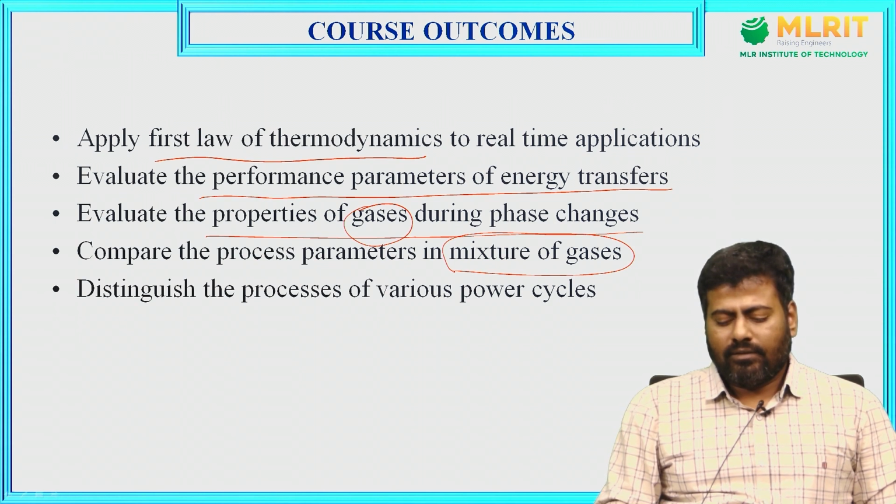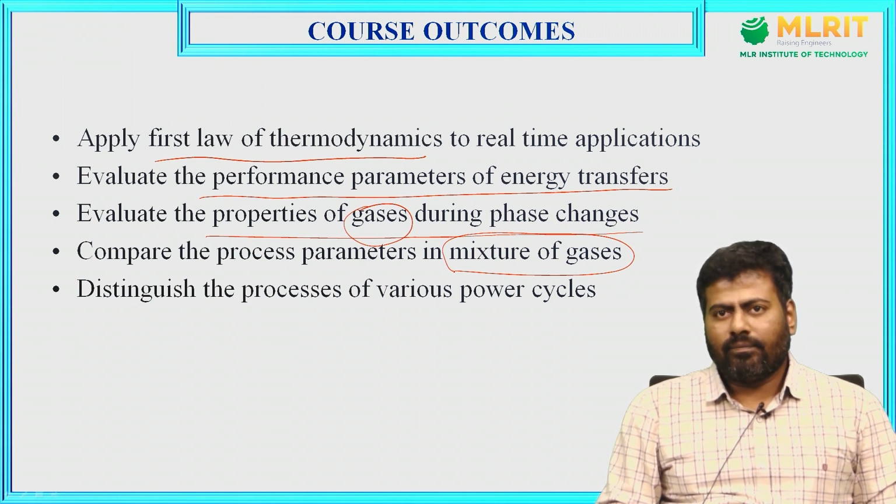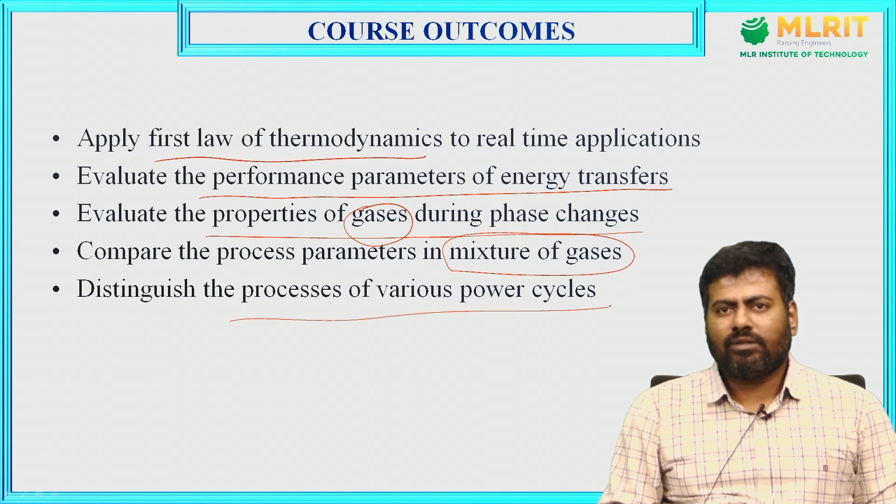Then, the final motto of this subject is that we are going to distinguish the processes of various power cycles. For particular thermodynamic devices, for example automobile engines, for the comparison purpose we always take the ideal processes. With respect to the ideal processes, we need to compare how much we got, like the efficiency parameter or other performance parameters also. That is what finally we are going to do with respect to this subject.